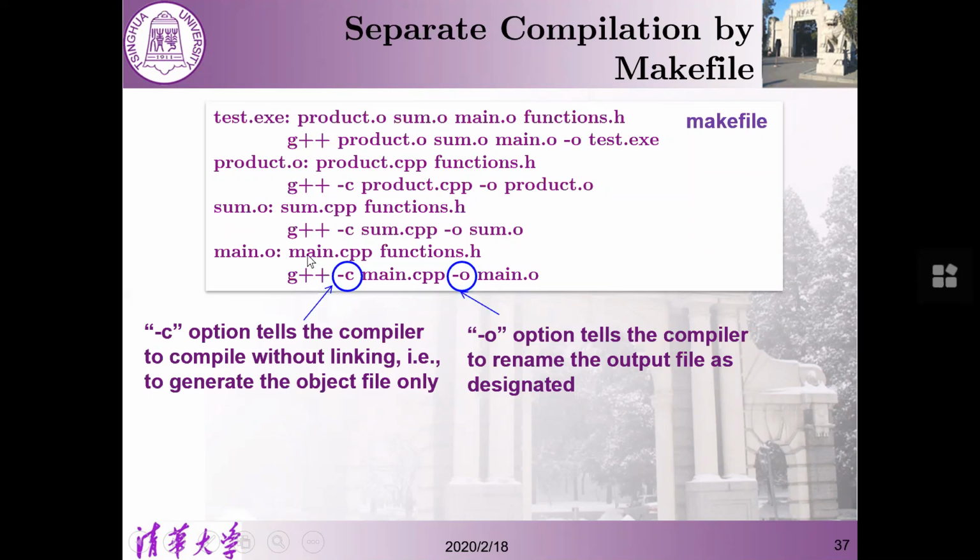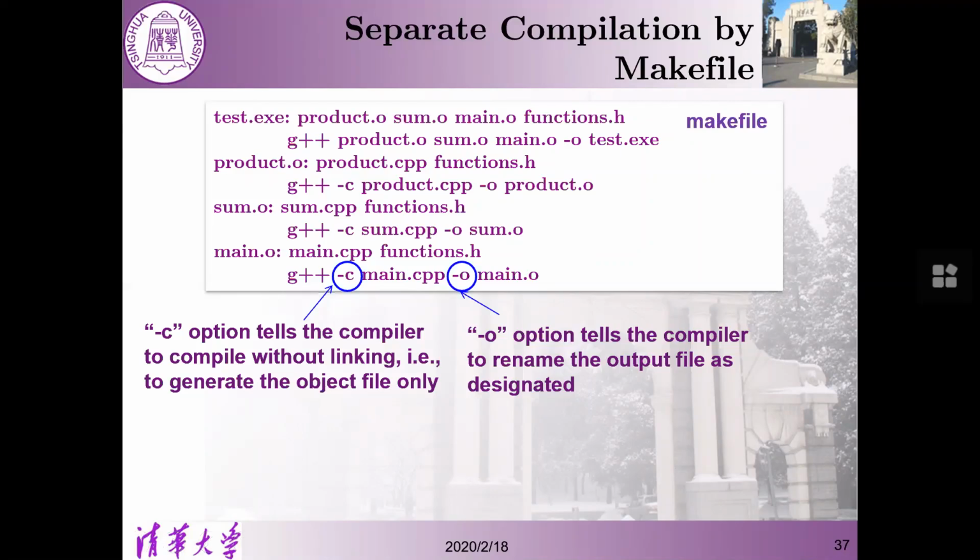So this command will be called to regenerate the executable. So in total, if we only modify main.cpp, only this command and this command will be called. Other commands, other files will not be compiled once again. In this way, we save compilation time. And this option -c tells the compiler to just compile, not link. This -o tells the compiler to rename the output file, rename it as main.o.